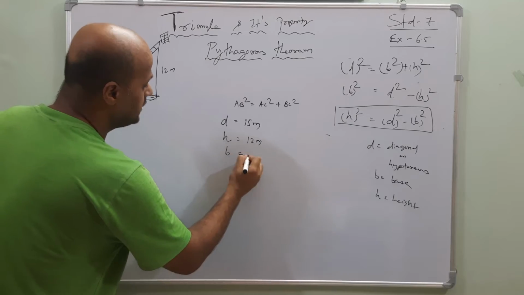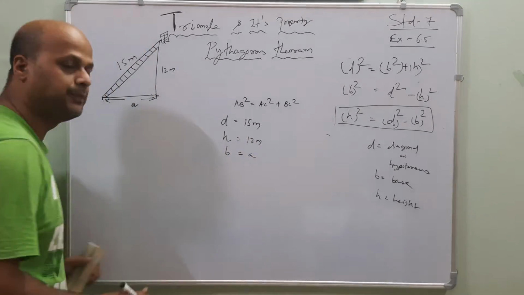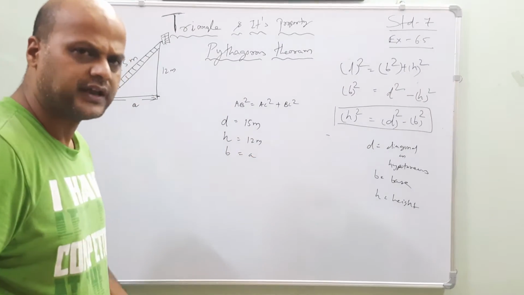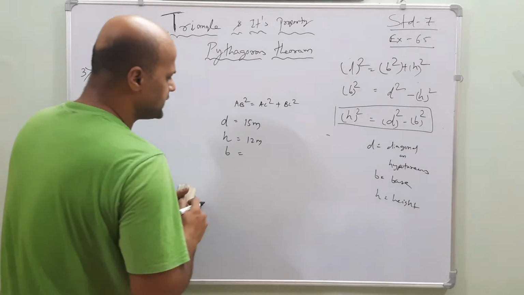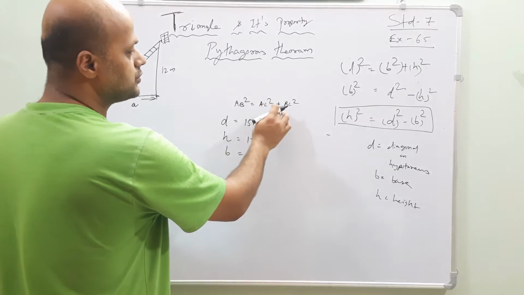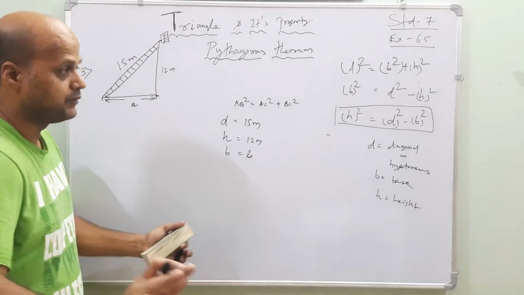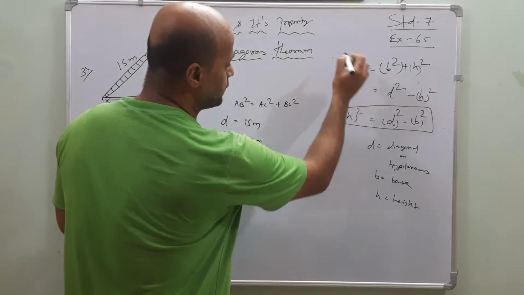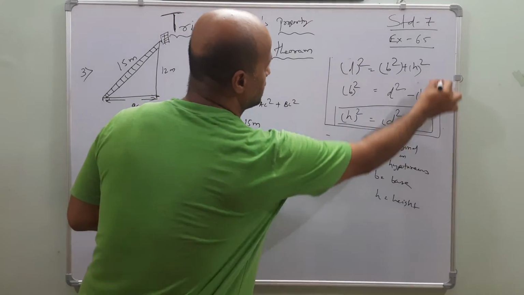Which one is not given? Base is not given. Here we are asking about the base. Let's take base is equal to A or whatever it will be. So what is the formula of ours? AB square is equal to AC square plus BC square. But I told you, you have to remember this formula. These three formulas make it easy for you.